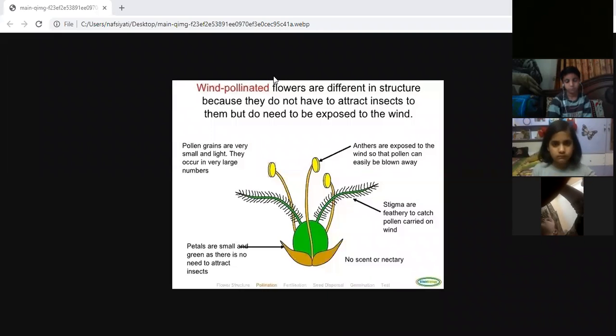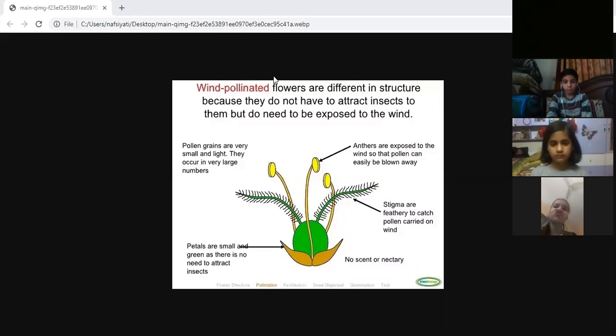Now, petals of these flowers are small and green as there is no need to attract insects. Now petals are very simple, small and green. Why? The petals are simple because they are not over here to attract the insects. ये इसलिए नहीं होते कि ये insects को अपने पास attract करें. This is the reason that the petals of these flowers are very small.